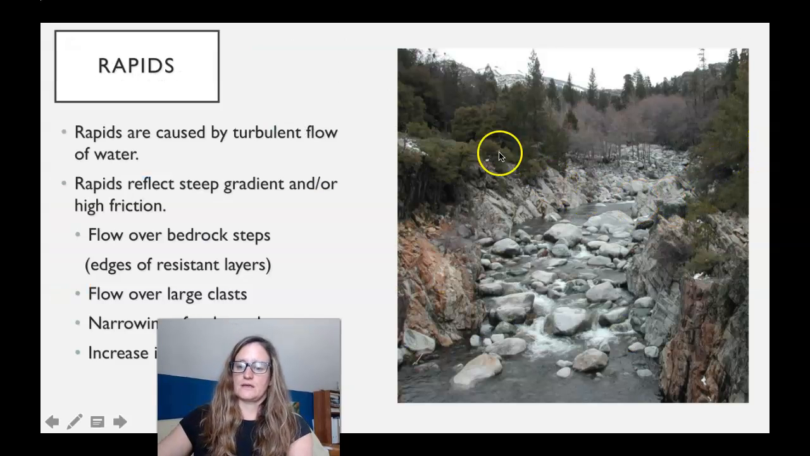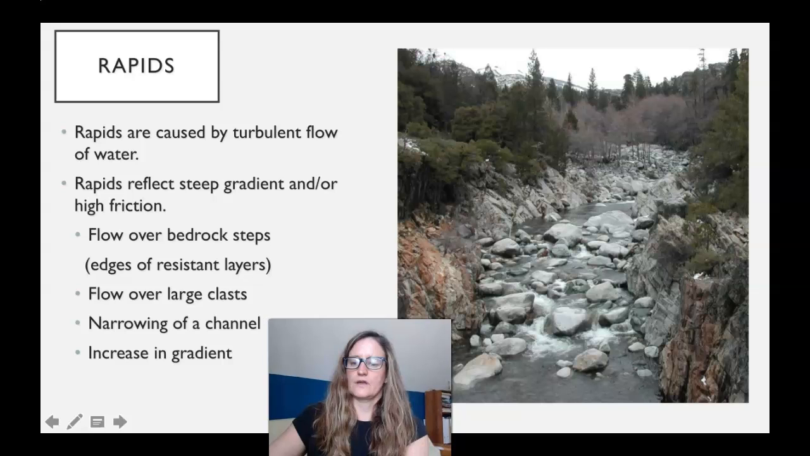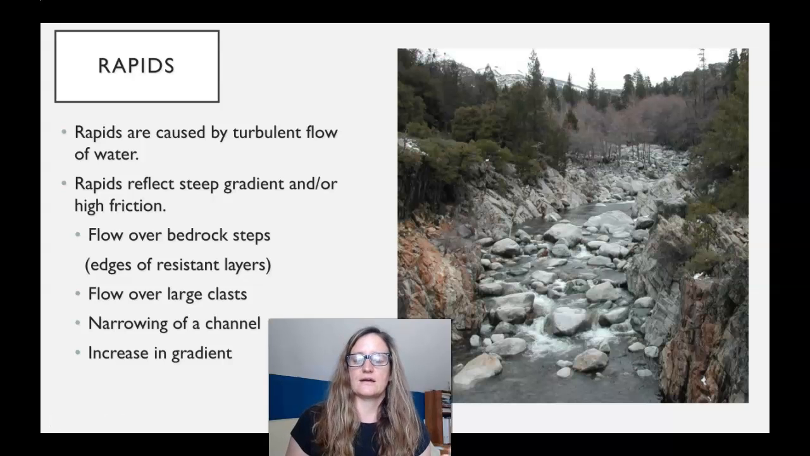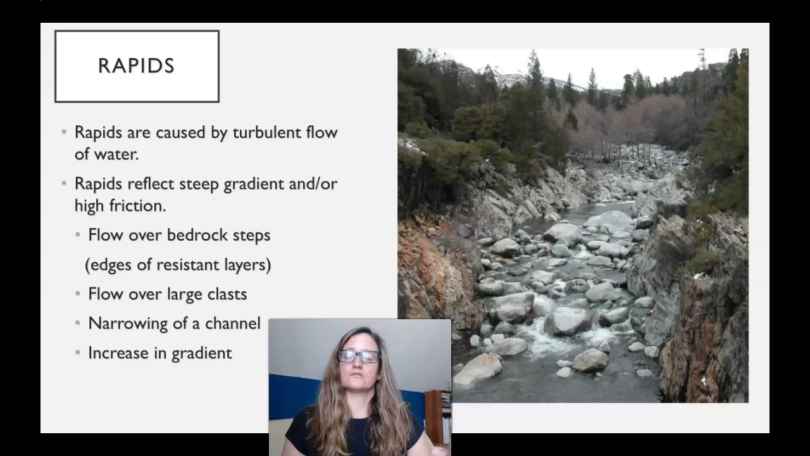Rapids form in rivers where the clast size is really big, maybe the gradient is really high, maybe there's bedrock underneath in the channel that's hard to erode, and so over time you can get rapids forming in the stream channel.